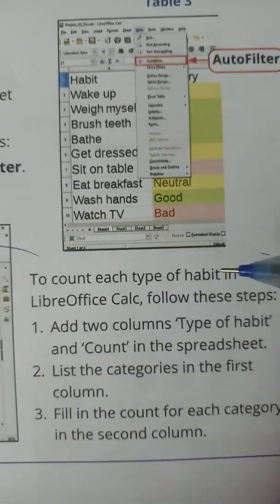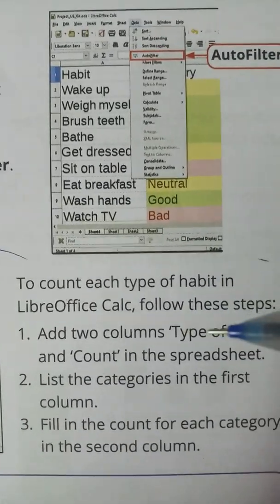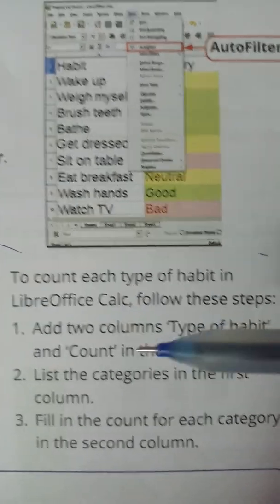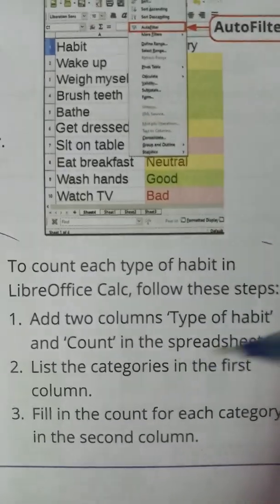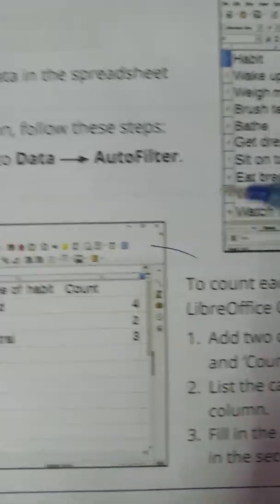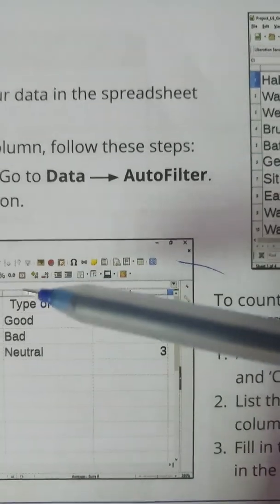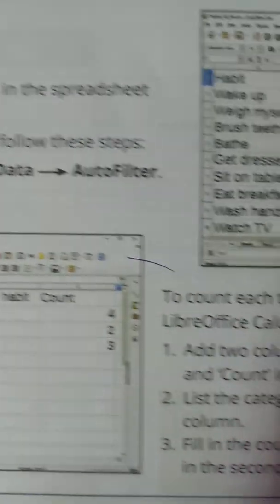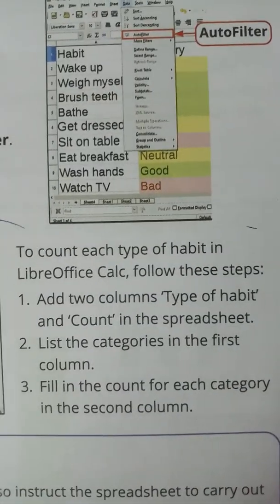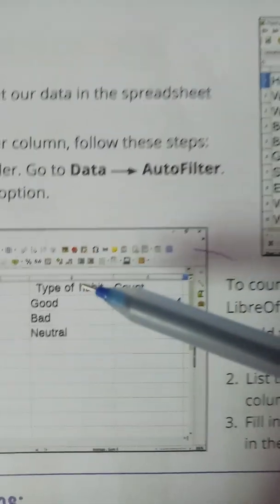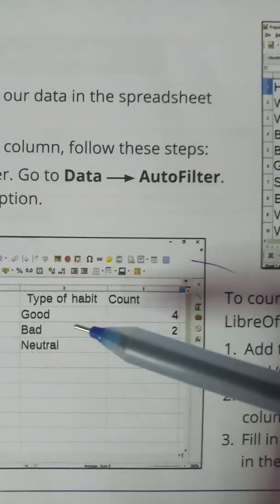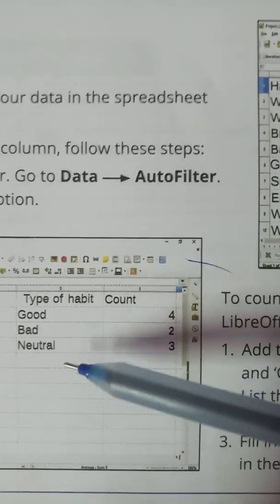To count each type of habit in LibreOffice Calc, follow these steps. Add two columns, type of habit and count, in the spreadsheet. List the categories in the first column. So first we need to categorize the habits: good, bad, and neutral.